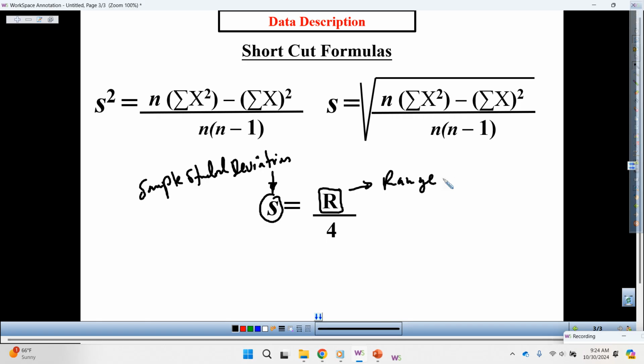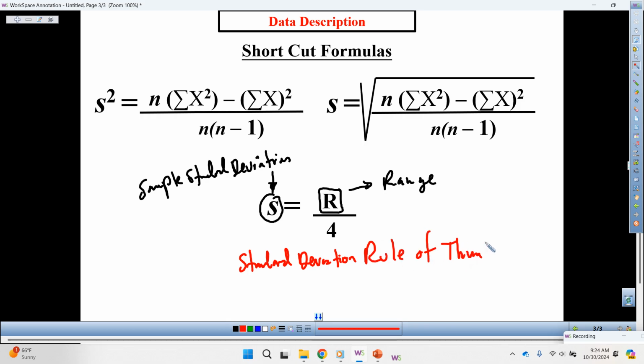So this shortcut formula, guys, I'm going to label that in red. If you have red, that's fine. This is called the standard deviation rule of thumb. Rule of thumb. So what is that, Mr. Q? It's kind of like this.